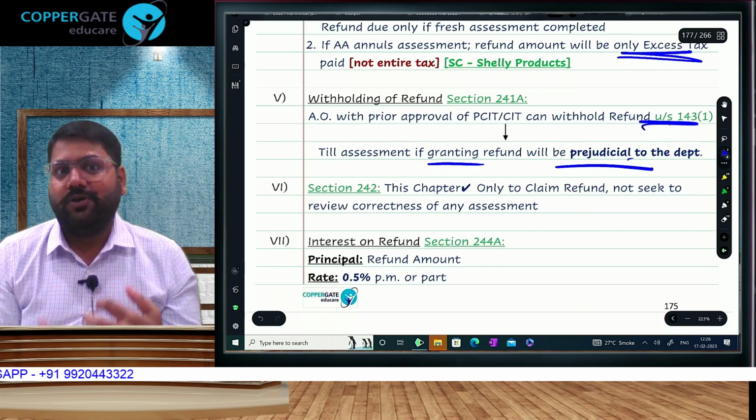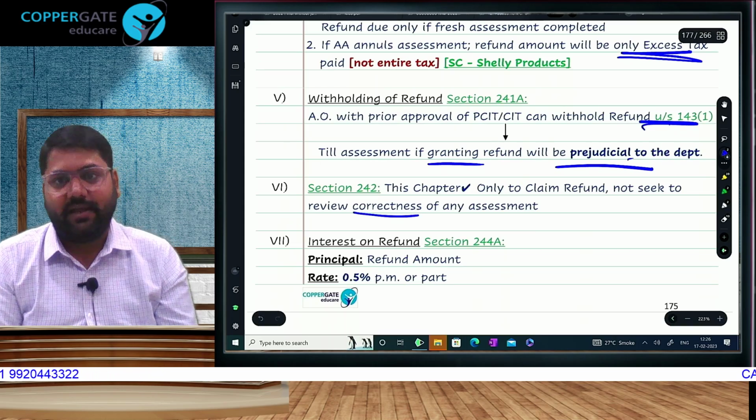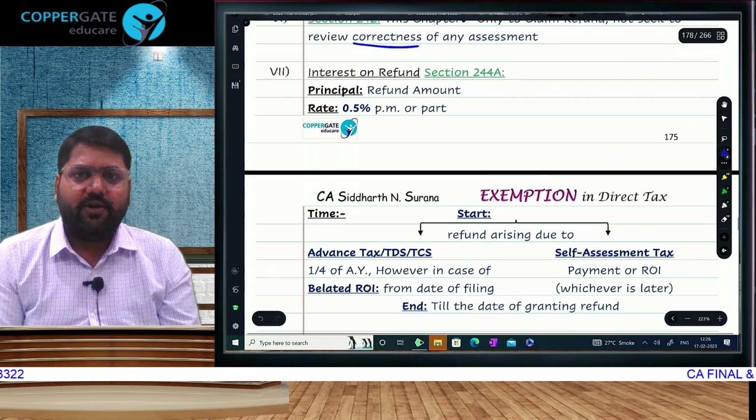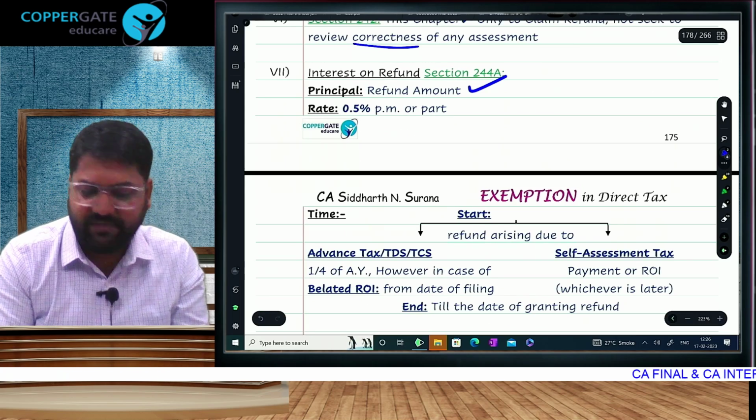Next, this chapter is only to claim refund. You cannot get your liability modified out here. On the refund that you are getting, you will get interest also. Principal will obviously be refunded.